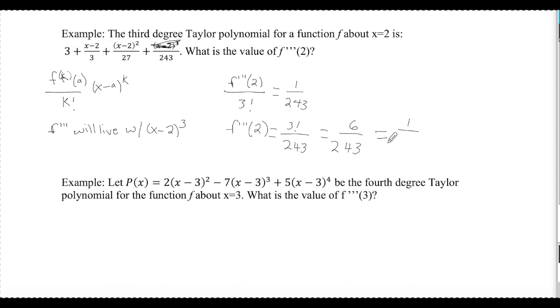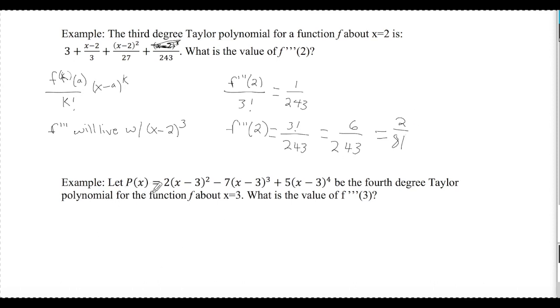243 is not divisible by 6. My bad. It is divisible by 3 though. So I'm going to back that up. 3 goes into 6 twice. 3 goes into 243 81 times. That was my bad. All right, let's look at one more example down here.